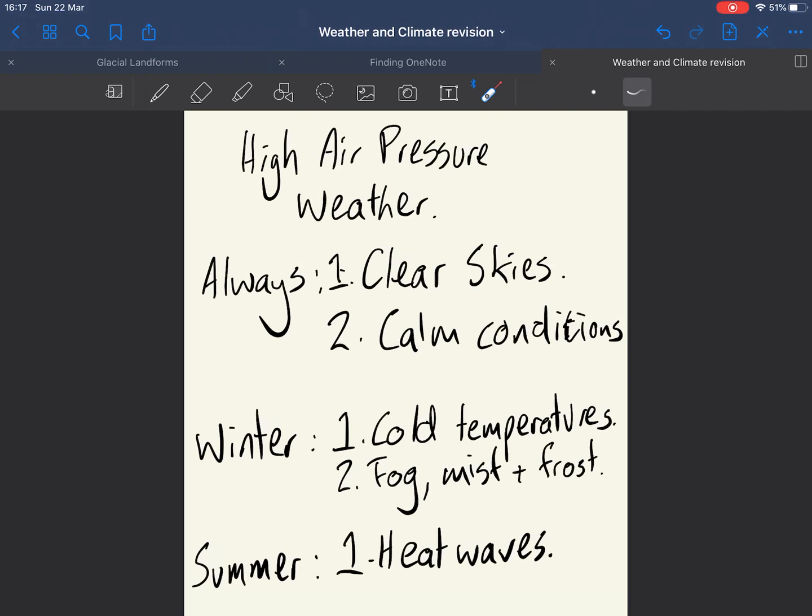In the summer though, because our days are longer, when we don't have our clouds in the sky, that means the sun can shine all day, which usually results in us having a bit of a heat wave and the temperatures generally get a bit warmer.